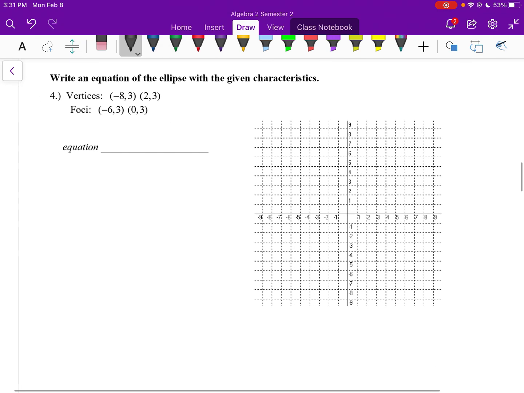Then go up and down from the center. All right, so writing the equations then. Okay, so plot what we know. We got vertices at negative 8, 3.